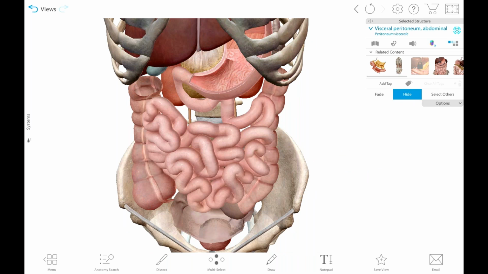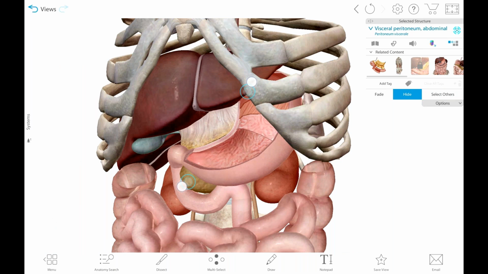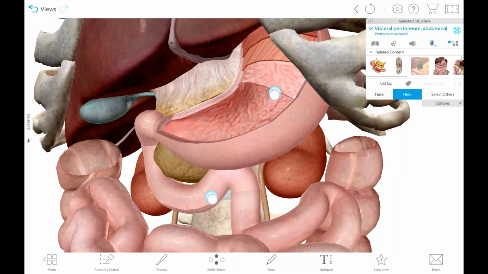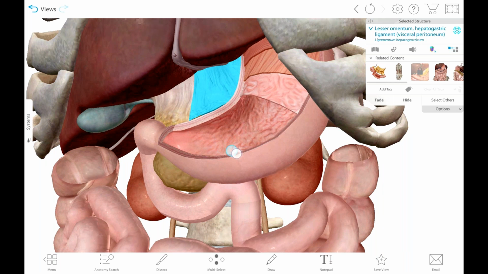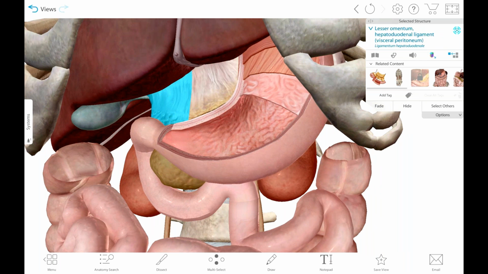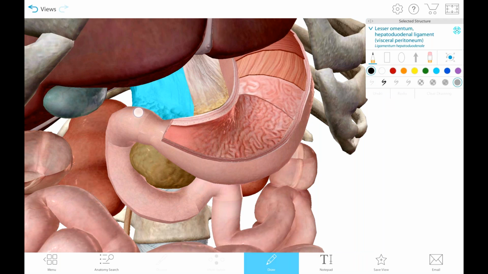Let's hide the visceral peritoneum. Now you can see clearly when I go above, do you see this below the liver? This is our lesser omentum, hepatogastric ligament. Do you see over here it is written in the right top corner? Hepatogastric ligament. Why? Because it is attached to the stomach. When you see over here, this is still the lesser omentum, but the hepatoduodenal, because it is attached to the duodenum. This is the duodenum, this is the stomach, and that's how we can tell this is the hepatoduodenal and this is the hepatogastric ligament. Okay, let's remove this and let's proceed forward.